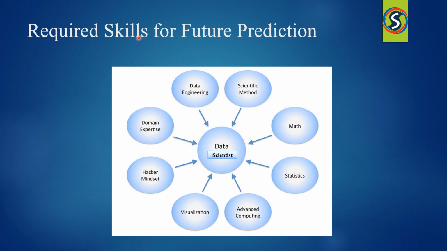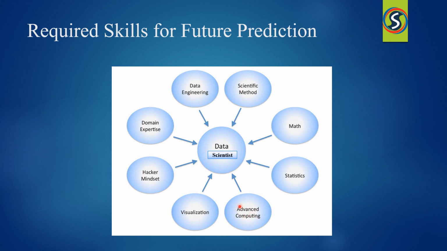So what are the skills required for future prediction? That's what we wanted, right? Being a data scientist, we want to know what skills are required. First, you need to know how to handle data. That is done by data engineering. And that handling should be done through some scientific method. To analyze the data you need mathematical skill, especially statistics, as I explained, to highlight the data. You should also know coding, so you should know advanced computing.